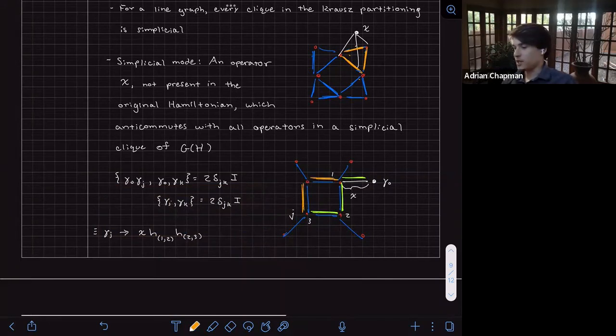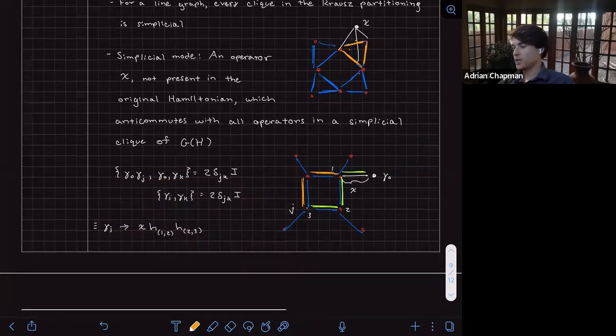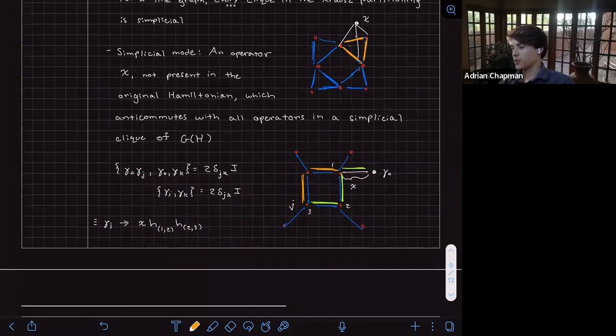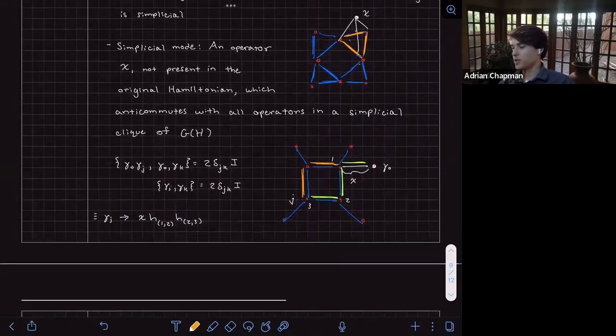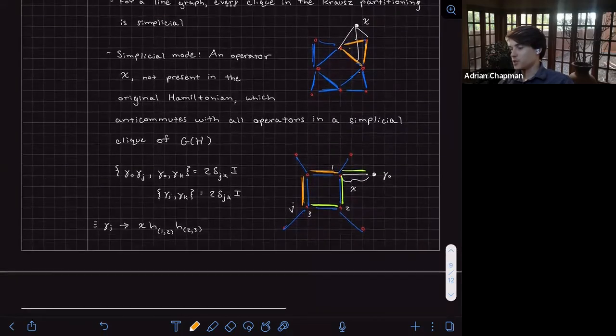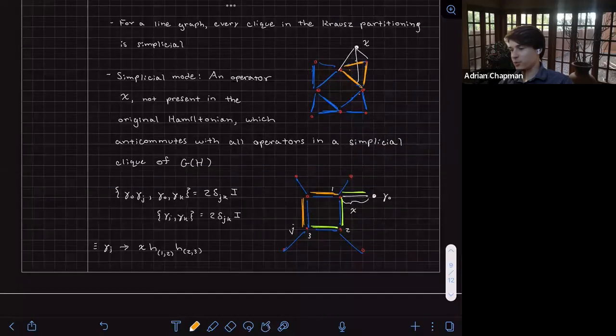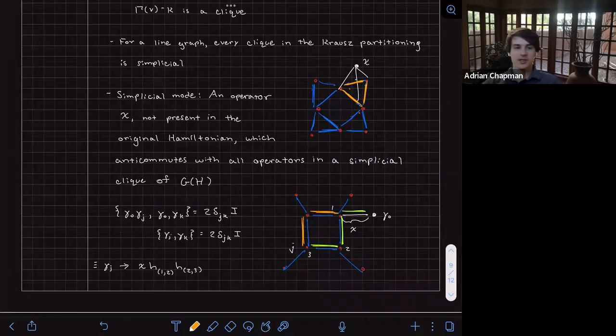And so the simplicial mode you can kind of think of as a type of boundary which locally defines a Majorana mode, but that local definition can be recursively expanded to give a definition of all the Majorana modes. So while this maybe looks a little bit trivial in the line graph picture, it turns out that something to this effect will also extend to the general claw-free, even-hole-free graph picture.